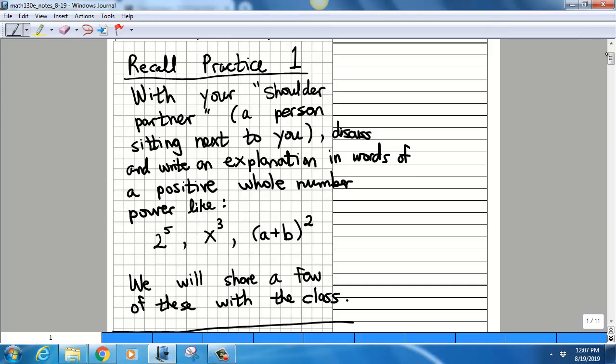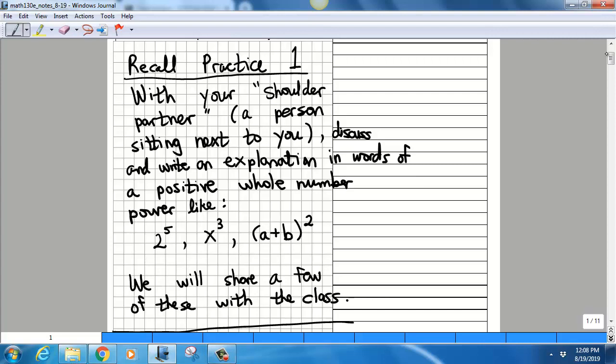Here's what I want you to do. I want you to write down an explanation, in words, of how positive whole number exponents work. Positive whole number powers, like 2 to the 5th power, x cubed, or (a plus b) squared. What do positive whole number powers mean when you encounter them in a mathematical expression, like those three examples? What is that telling you? What's the meaning of that?